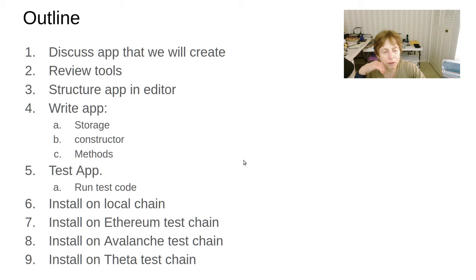Now, install it on a local chain. We already have the Ganache set up. And then what I'd like to do is see if we can install it on three different test chains. One from Ethereum, one for Avalanche, and one for Theta. Now, people are very excited particularly about Theta, although this app will probably not be a Theta-oriented type app. We can think about that.